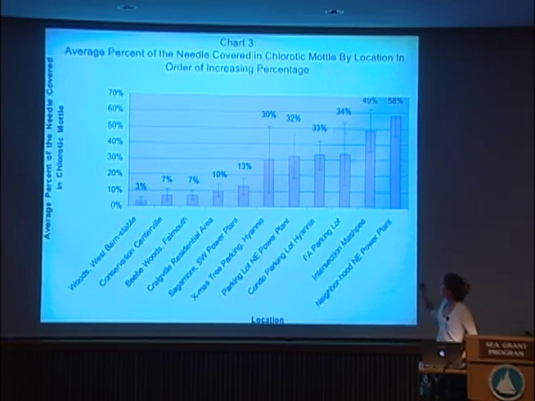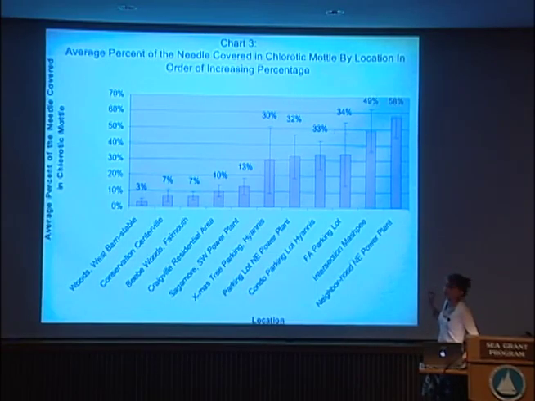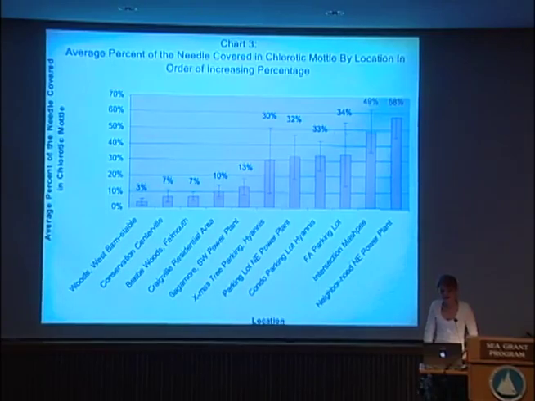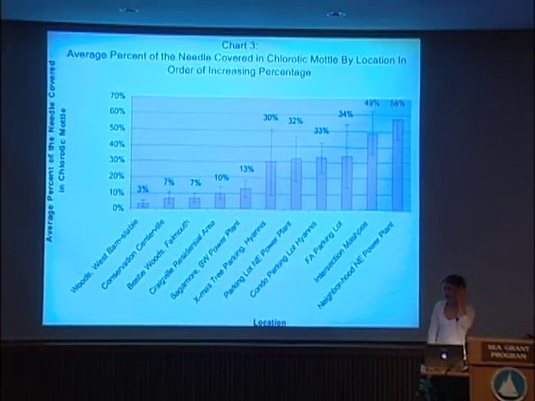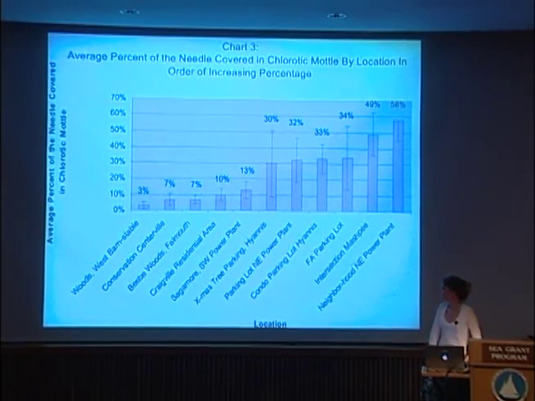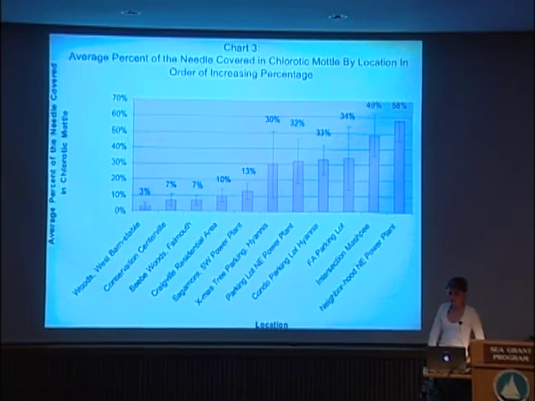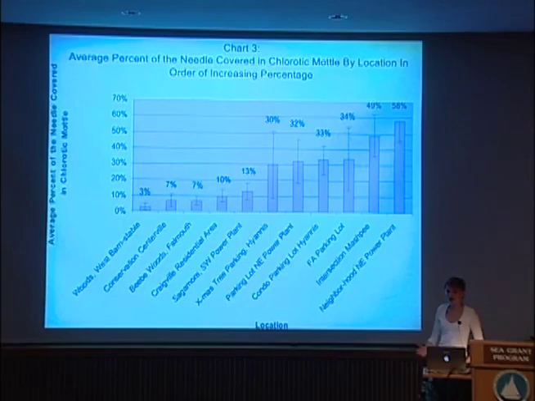This is the third characteristic, chlorotic mottle, and once again, the more chlorotic mottle, the less healthy the needle. And this fits really well with the hypothesis again, because you can see the neighborhoods northeast of the power plant and parking lots had really high levels of chlorotic mottle. These needles are not functioning anymore. The trees are basically dead. Almost half of the needle is covered in chlorotic mottle. And then on the left, you can see the healthier trees, the woods and West Barnstable conservation land.